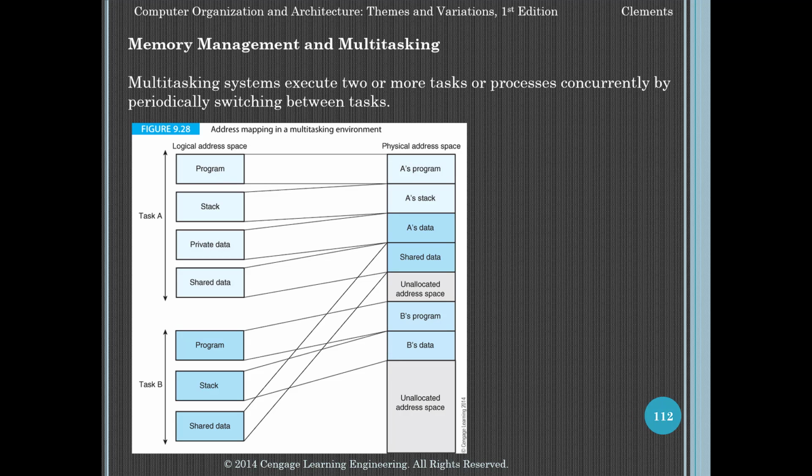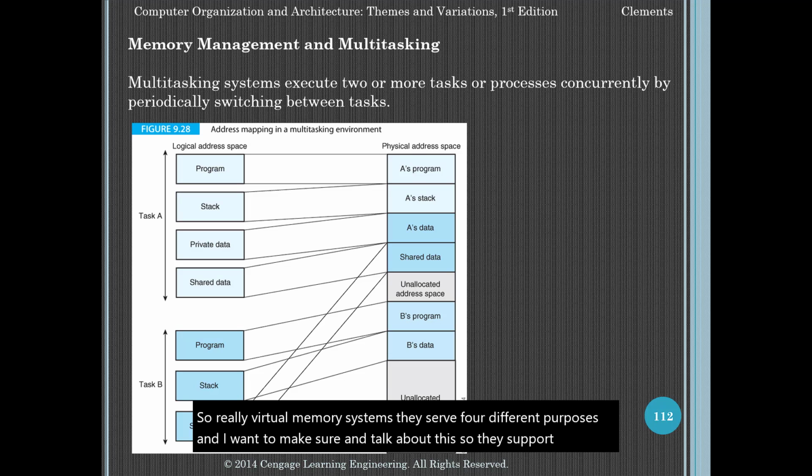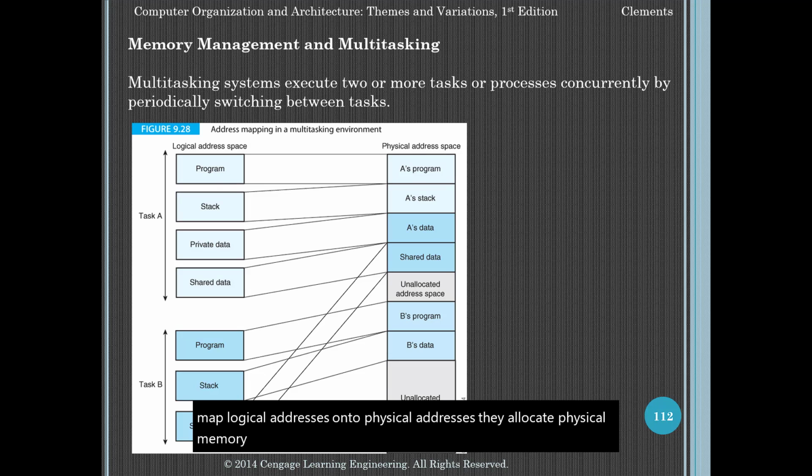So let's talk about memory management and multitasking. But before I go any further, I want to talk about virtual memory for just a second. Virtual memory systems serve four different purposes, and I want to make sure to talk about this. They support systems with larger logical memory spaces than physical address spaces. They map logical addresses onto physical addresses. They allocate physical memory to tasks running in logical address space. And they make it easier to construct multitasking systems.